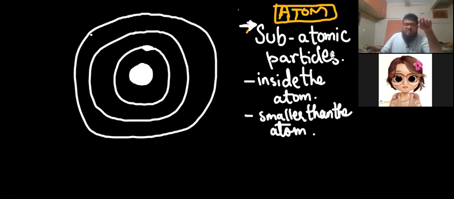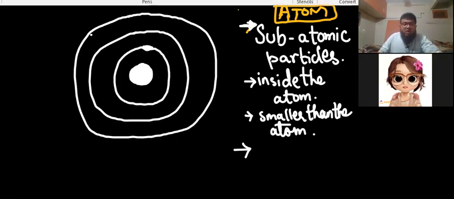Okay, I'll just come to that, but please understand this concept over here. This is a very, very high yield concept. The subatomic particles are present inside the atom. They are actually forming the atom itself, and they are smaller than the atom. There are three types of subatomic particles present inside the atom itself. And what are the examples?